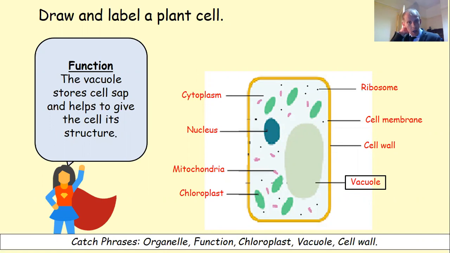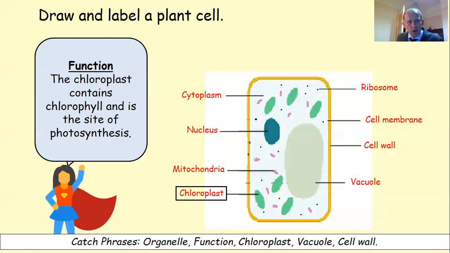But it also combines with the cell wall to enable the plant cell to remain structurally sound, and it does that by absorbing fluid and pumping fluid out when it needs to. It's a complicated process, and it isn't something that you guys need to understand at this point of your education. Okay, so that's the function of the vacuole. As I say, it's to store cell sap and to give the cell its structure, or to assist the cell wall in giving the cell its structure.